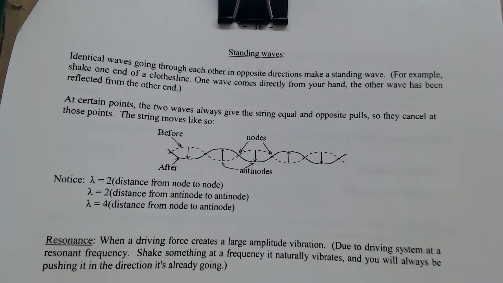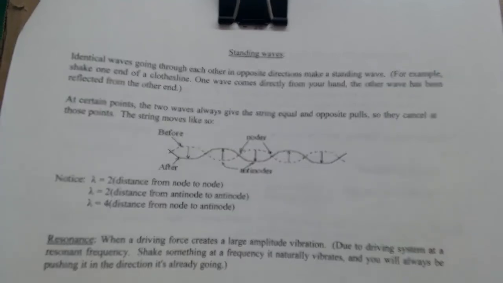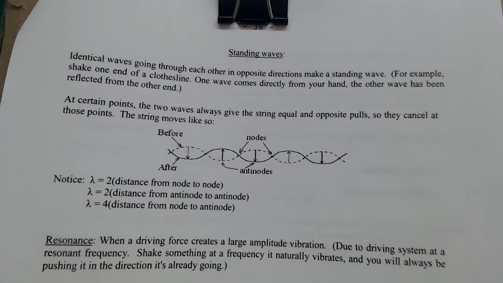Likewise, antinode to antinode is half a wavelength. Node to antinode would be a quarter of a wave. And that will be an important thing to keep in mind when we get to the next example. But before we get to the next example, some more background information.